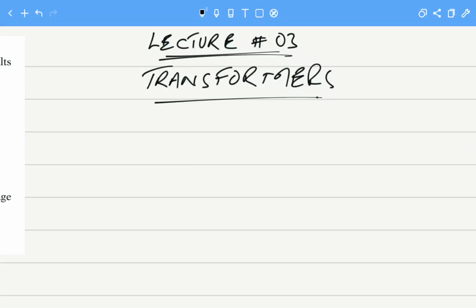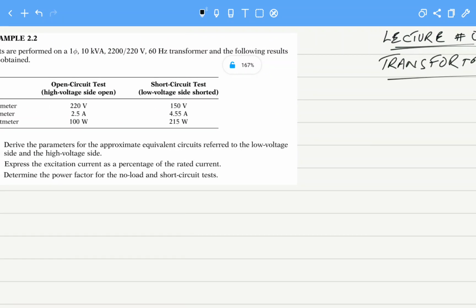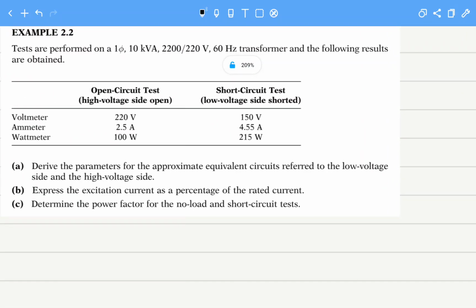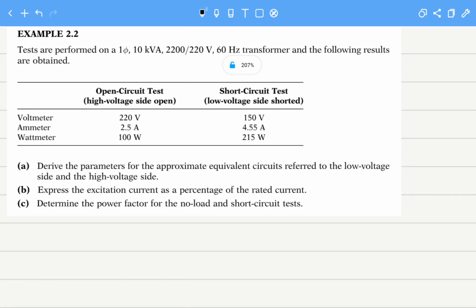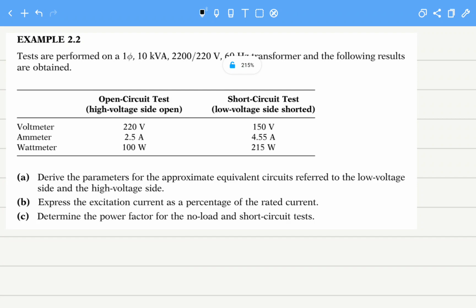Students, today inshallah we'll be starting lecture number 3 of the series about transformers, and we will be solving a few examples related to transformers. The first example that we will be solving is from the textbook by P.C. Sen. Let's see what the question is.